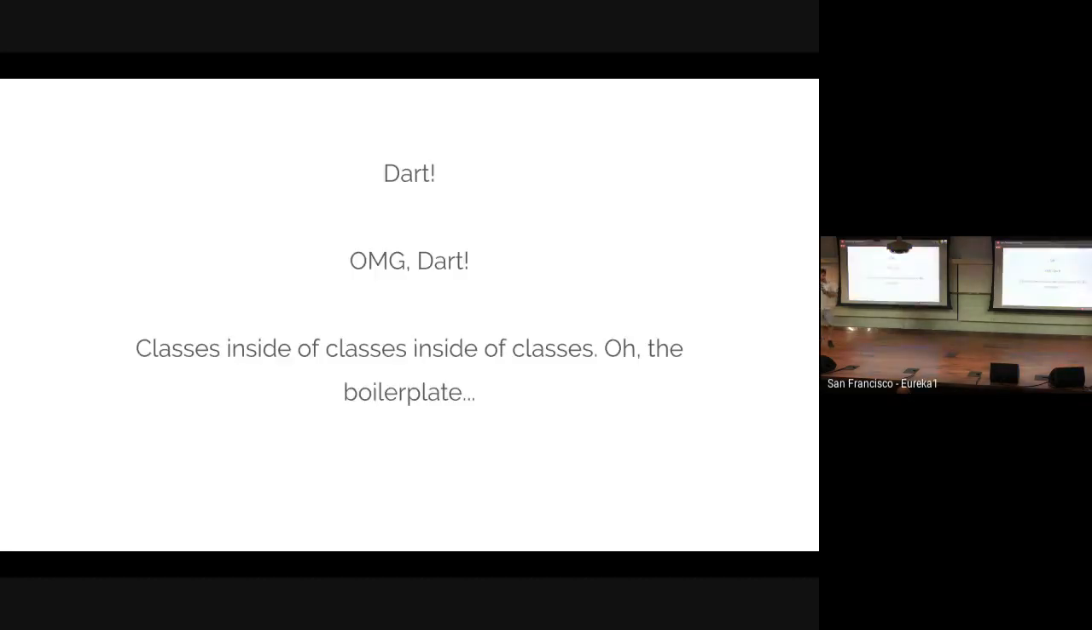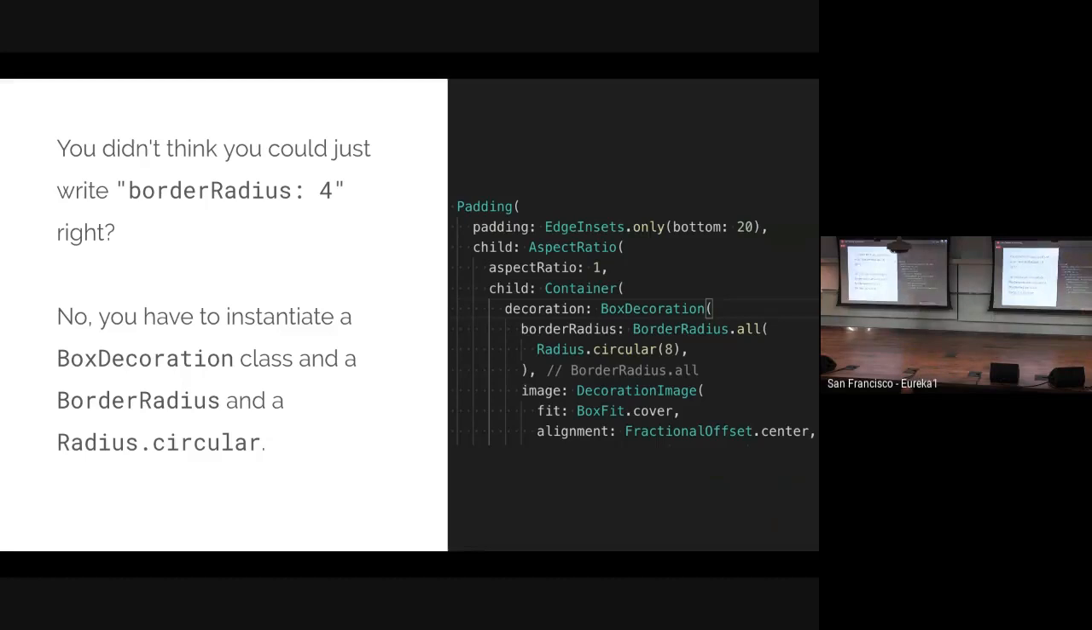However, Dart is a struggle. After you get through, okay, I can understand this, these are familiar concepts to me. It is a struggle to bury classes and OOP inside of instantiations, inside of inheritance, inside of boilerplate. A perfect example is I want to add border radius to something. I can't just put border radius 4, right? I have to instantiate a box decoration class and instantiate a border radius class and then radius circular. And you just see this over and over, levels of nesting.